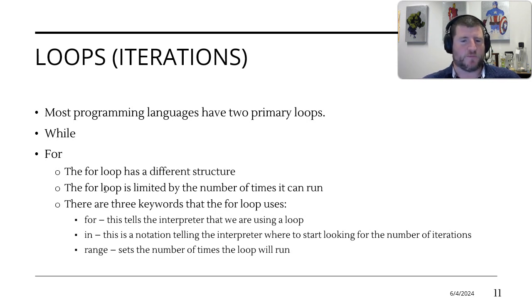Now, there are keywords that the for loop uses. I guess there are keywords for the while loop also, but the keyword is just while. You basically take the if statement and replace if with while, and then you have a while loop. But the for loop has 3 keywords. For: this tells the interpreter that we're going to use the loop. In: this is a notation, and it tells the interpreter where to start looking for the number of iterations.